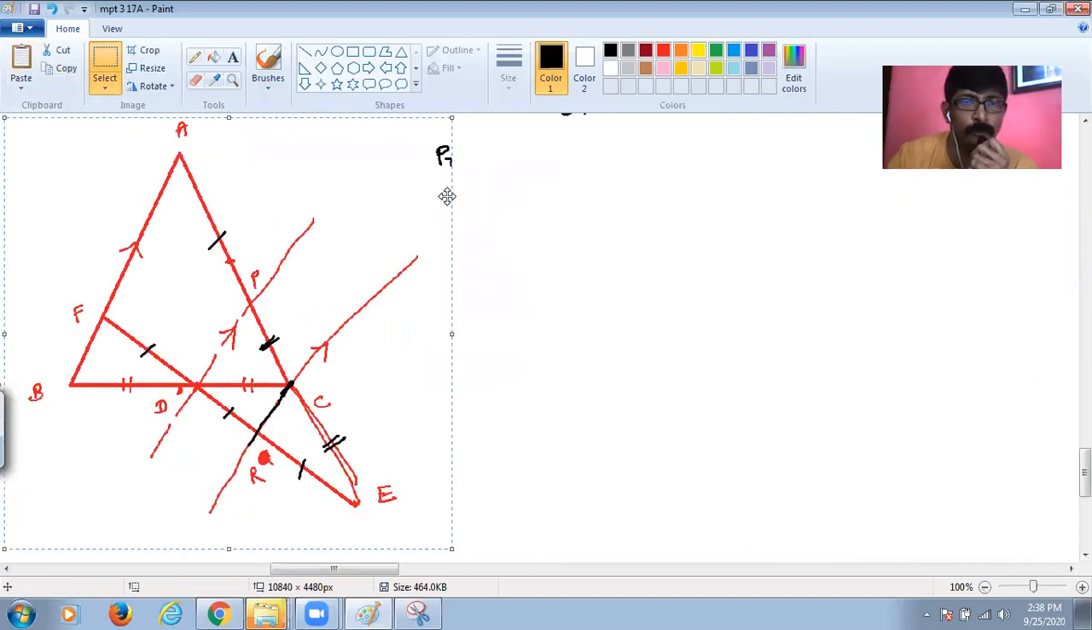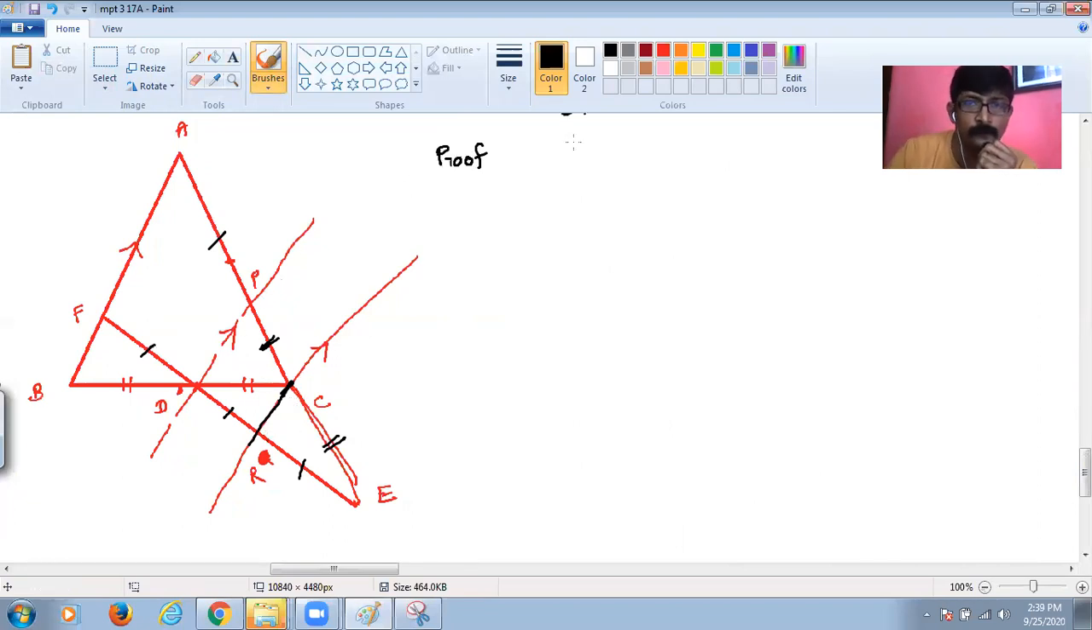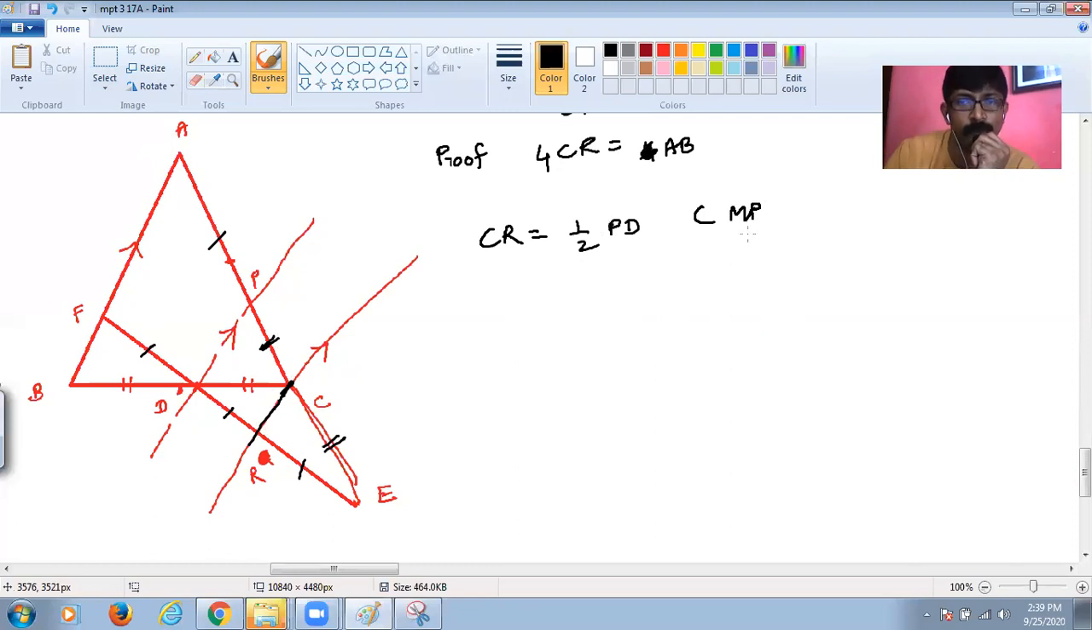Okay, so right now we're trying to prove over here that AB is equal to 4CR. AB is equal to 4 times CR. So how are we going to prove that? See, it's very simple. First of all, we know that CR is half of PD. CR is equal to half PD. Why is CR equal to half PD? By MPT, isn't it?